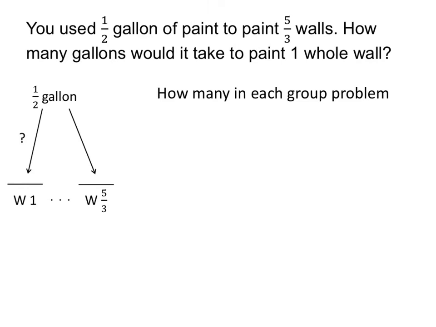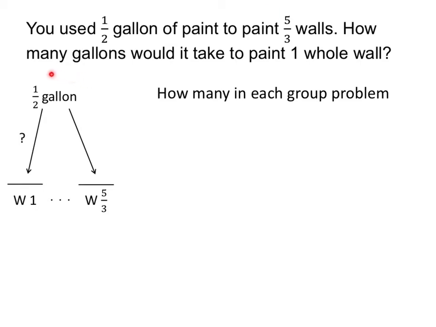Now let's look at the next problem, which is going to be very, very similar to the previous problem except with different numbers. This problem says you used half of a gallon of paint to paint 3/5 walls. How many gallons would it take to paint one whole wall? Well, again, this is pretty much the exact same problem as what we just did, just with fractions instead of whole numbers.